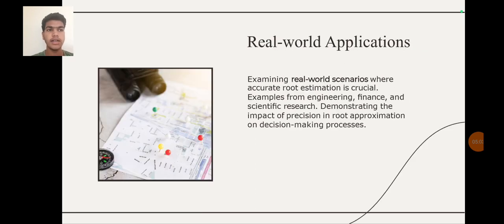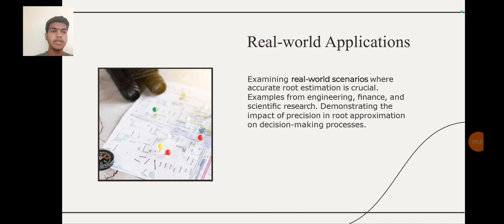So what are the real-world applications? Examining real-world scenarios where accurate root estimation is crucial. Root estimation is very crucial in different aspects of life, which we'll be doing. We'll learn with the secant method and the Newton method.